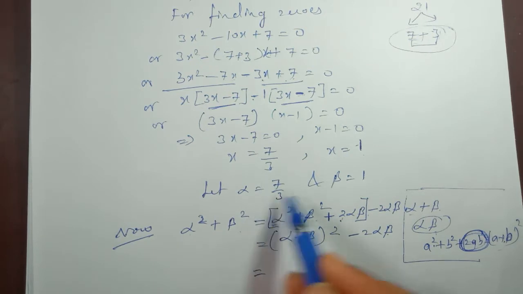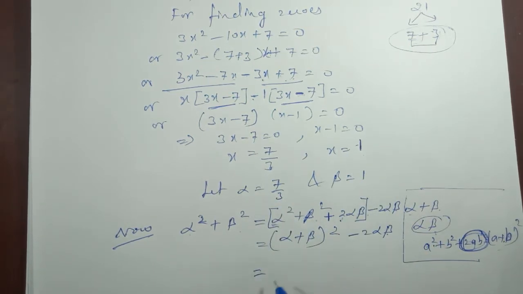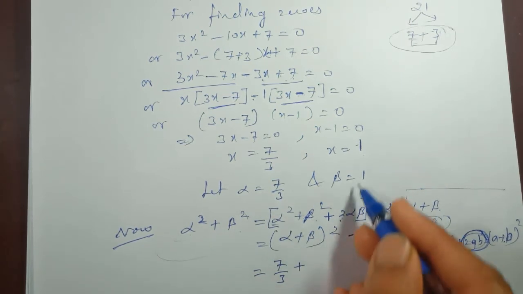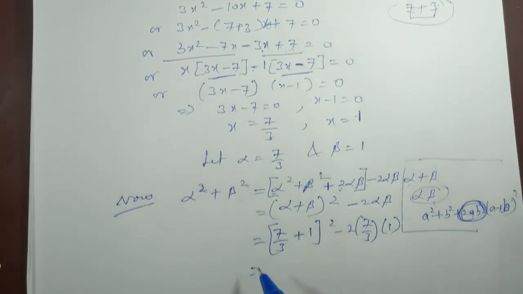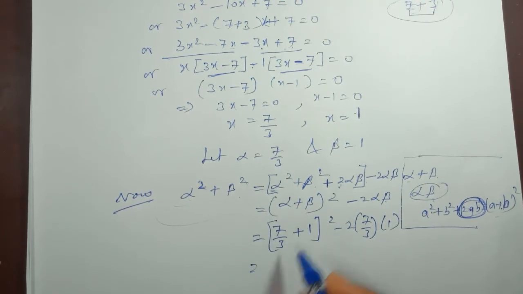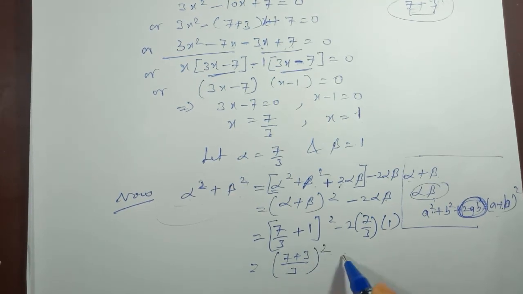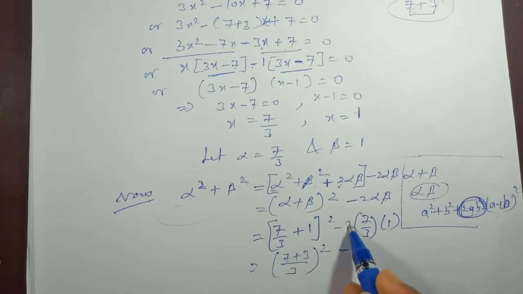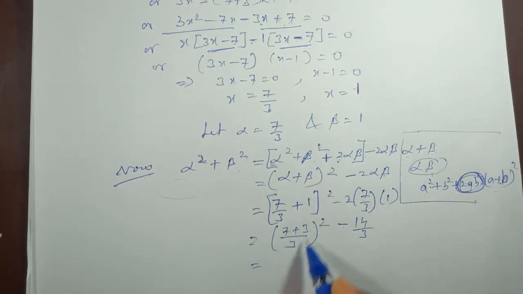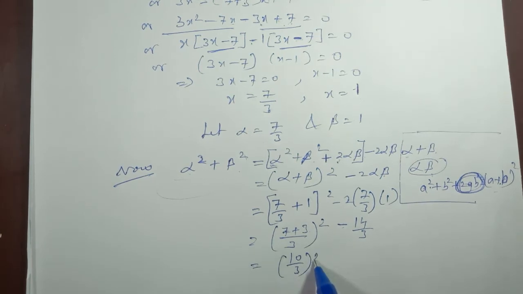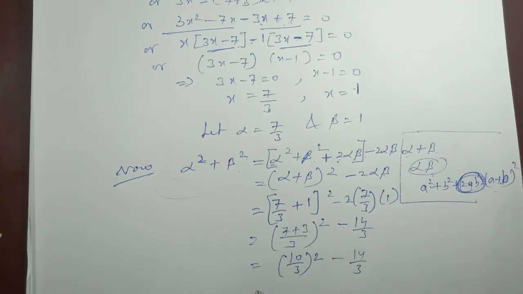Now we have the values of alpha and beta. Substituting these two values, we get (7 by 3 plus 1) whole square minus 2 into 7 by 3 into 1. Now take the LCM within the bracket: (7 plus 3) upon 3, whole square. After multiplication we get 14 upon 3. So 7 plus 3 is 10 upon 3 whole square minus 14 upon 3.